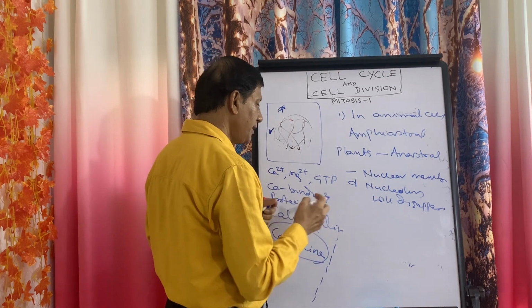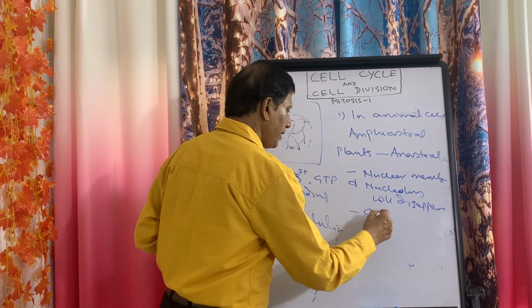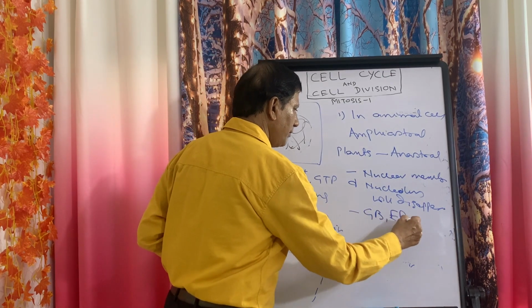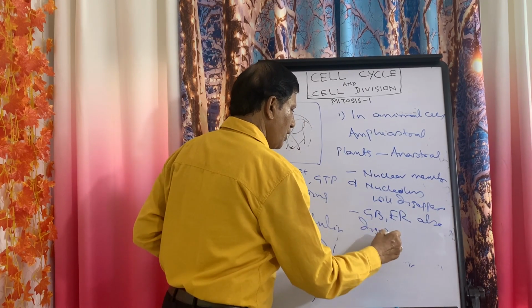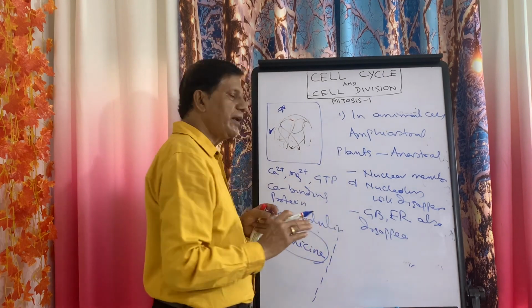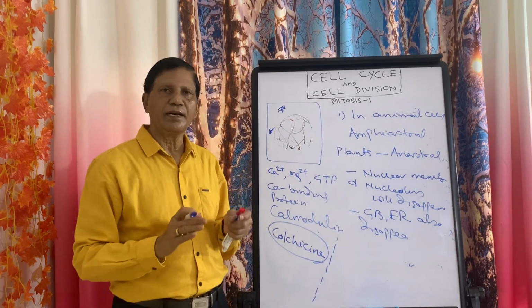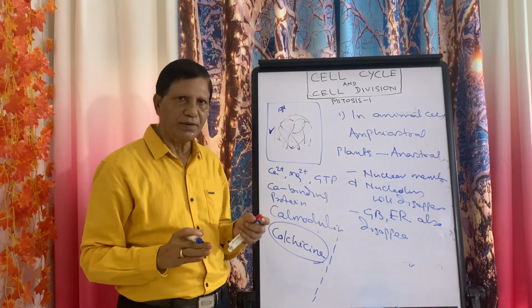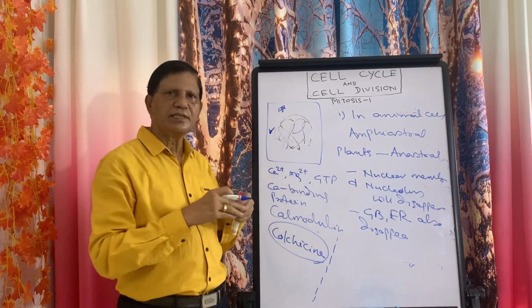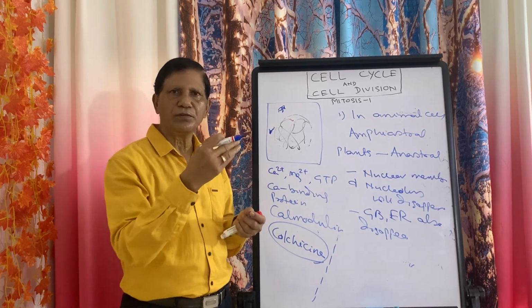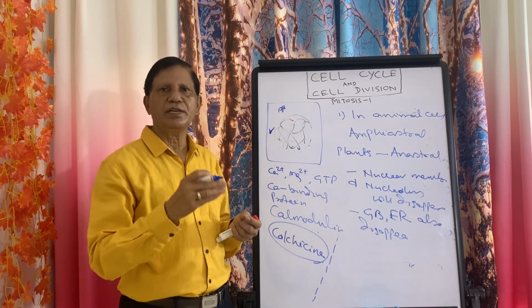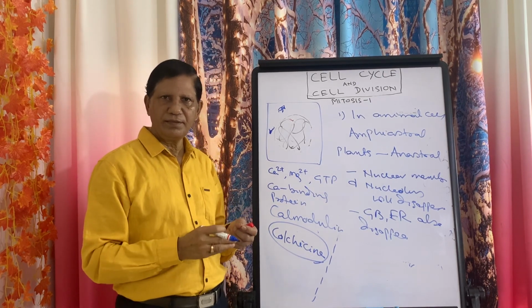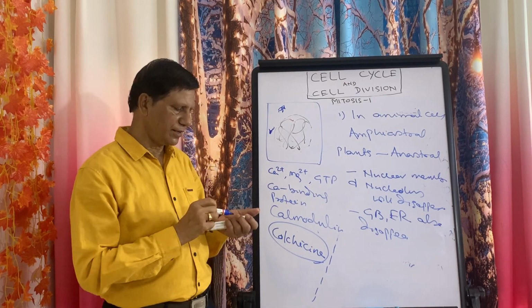And what other things? The Golgi body and endoplasmic reticulum also disappear. So when the nuclear membrane, nucleolus, and organelles like Golgi body and endoplasmic reticulum disappear, the prophase stage is complete and moves to the next stage, the metaphase stage, that we'll discuss in the next video. But we'll discuss some questions.